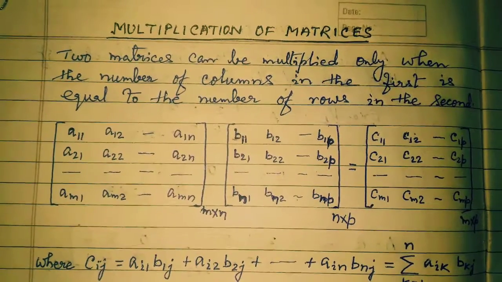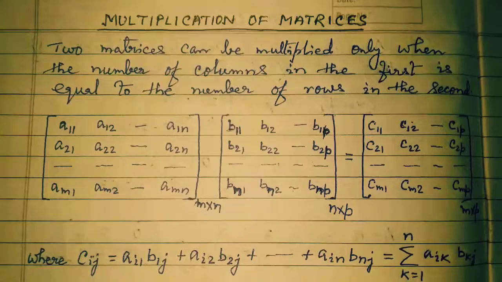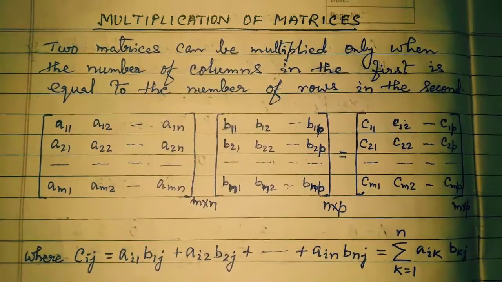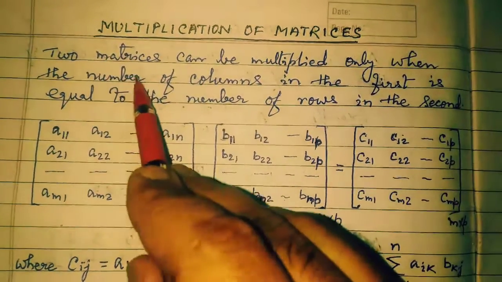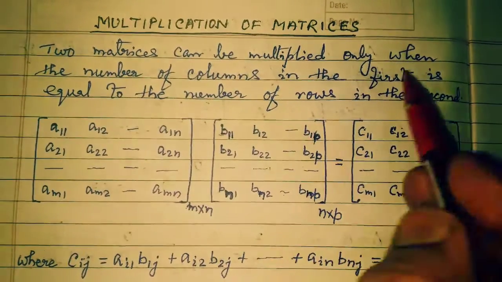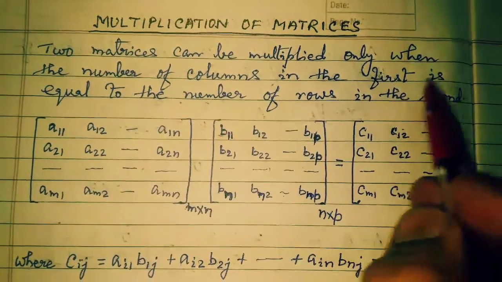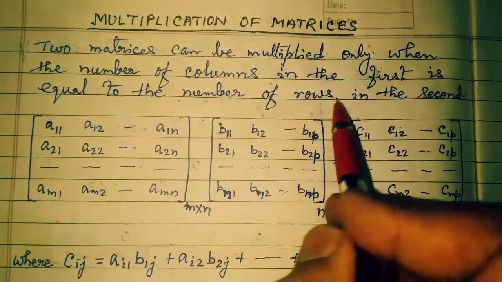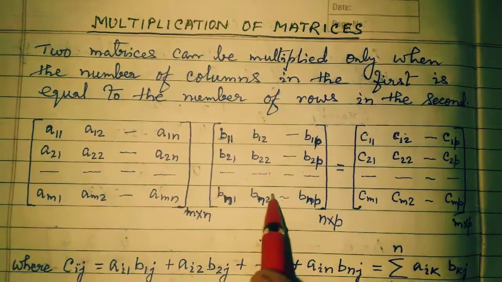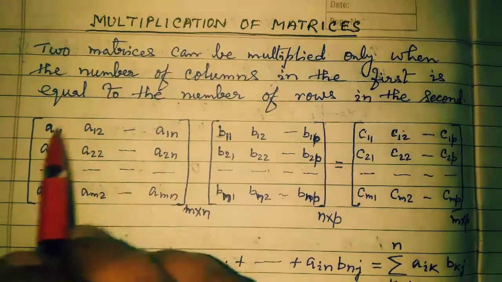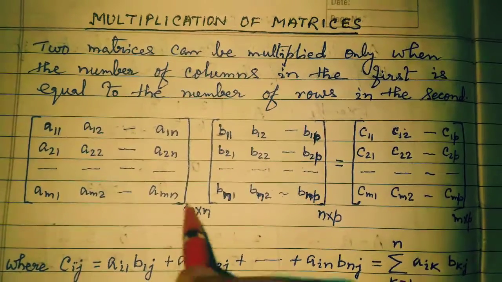Multiplication of matrices. Now we can see how to multiply two given matrices. So you follow these rules here. The two matrices can be multiplied only when the number of columns in the first is equal to the number of rows in the second. Students, you see here I've taken two matrices. Suppose this is matrix A whose elements are given over here, and its order is m into n.